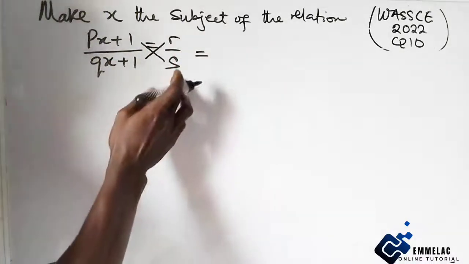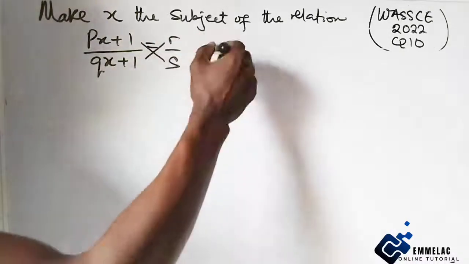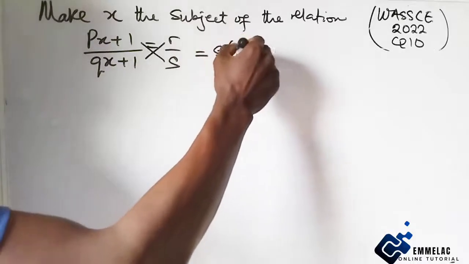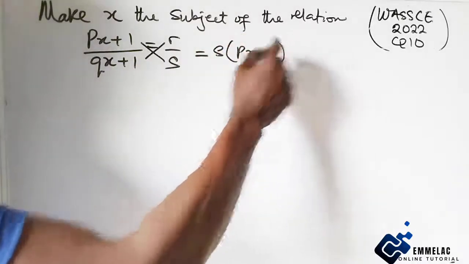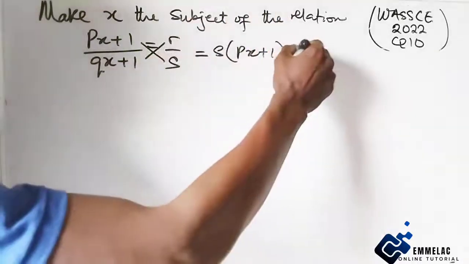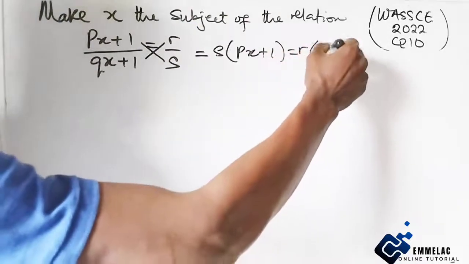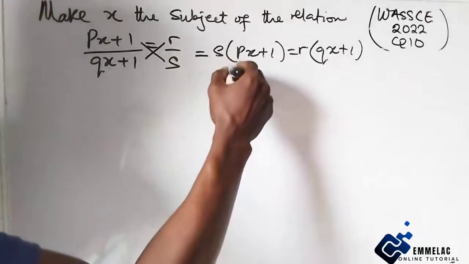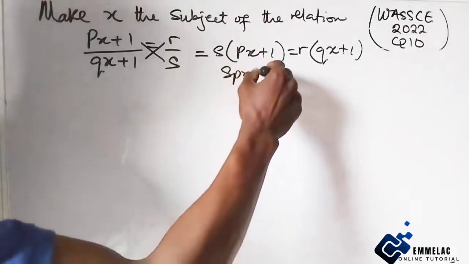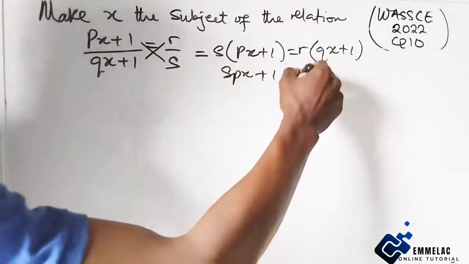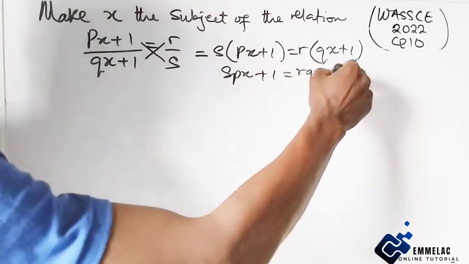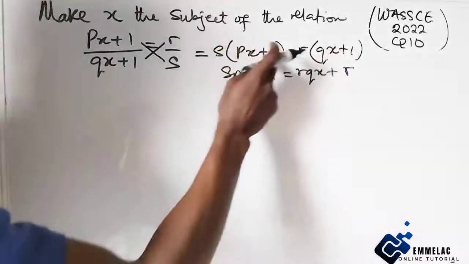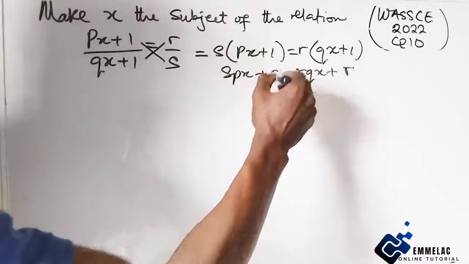So here we have, when you cross multiply this to this, here you have s into p plus 1, then this to this, q plus 1. Right, let us now open the bracket here. You have spx plus 1 equals to rqx plus what? R. Sorry, this to this, it will be s.